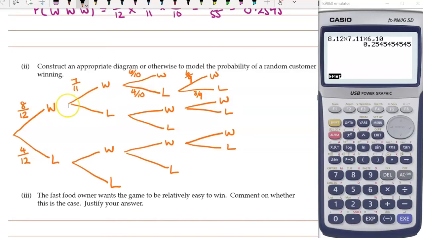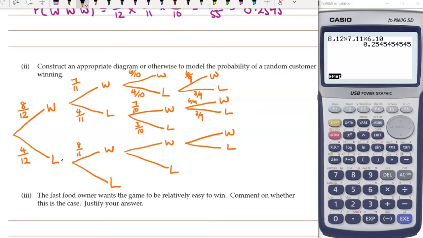Now back to this point here, back on this branch, the opposite of 7 out of 11 would be 4 out of 11 of the losses left. Moving along to this win here, we've used up a win there, so we've got 7 out of 10 on this one and 3 out of 10 for a loss. For the win here, we would have 6 out of 9 left for the wins, 3 out of 9 for the losses.